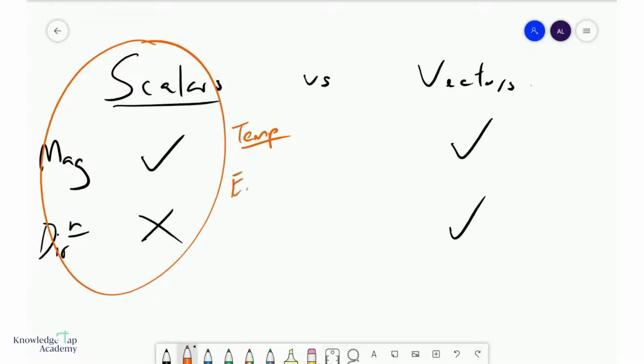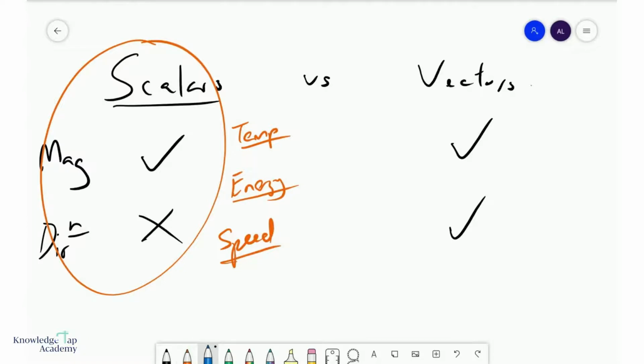Energy is a very common scalar as well. The energy has no direction. It's just the quantity of the energy that tells you how much energy you have. There isn't a need to describe where that energy is going. It's a little bit strange. Or even things like speed can be considered scalar as well.